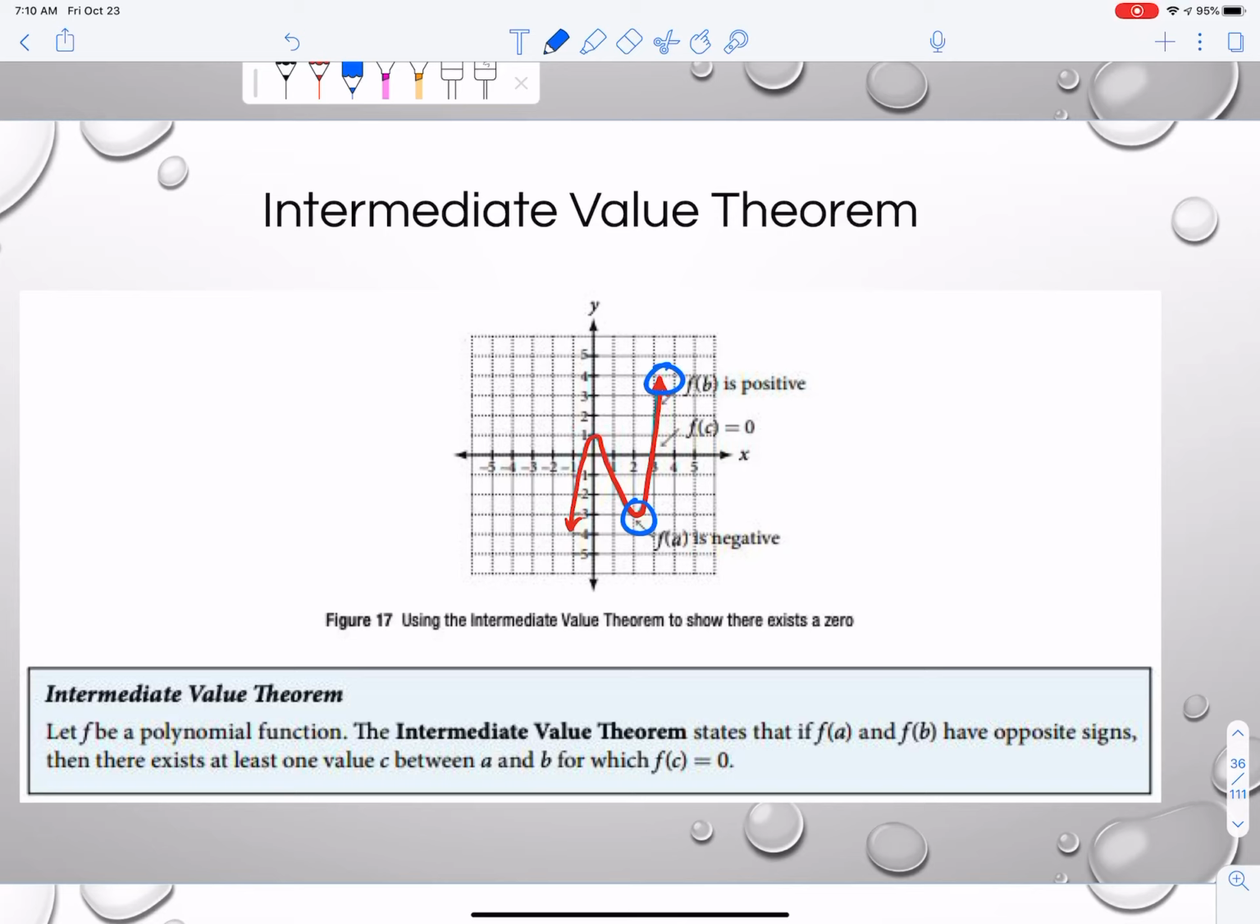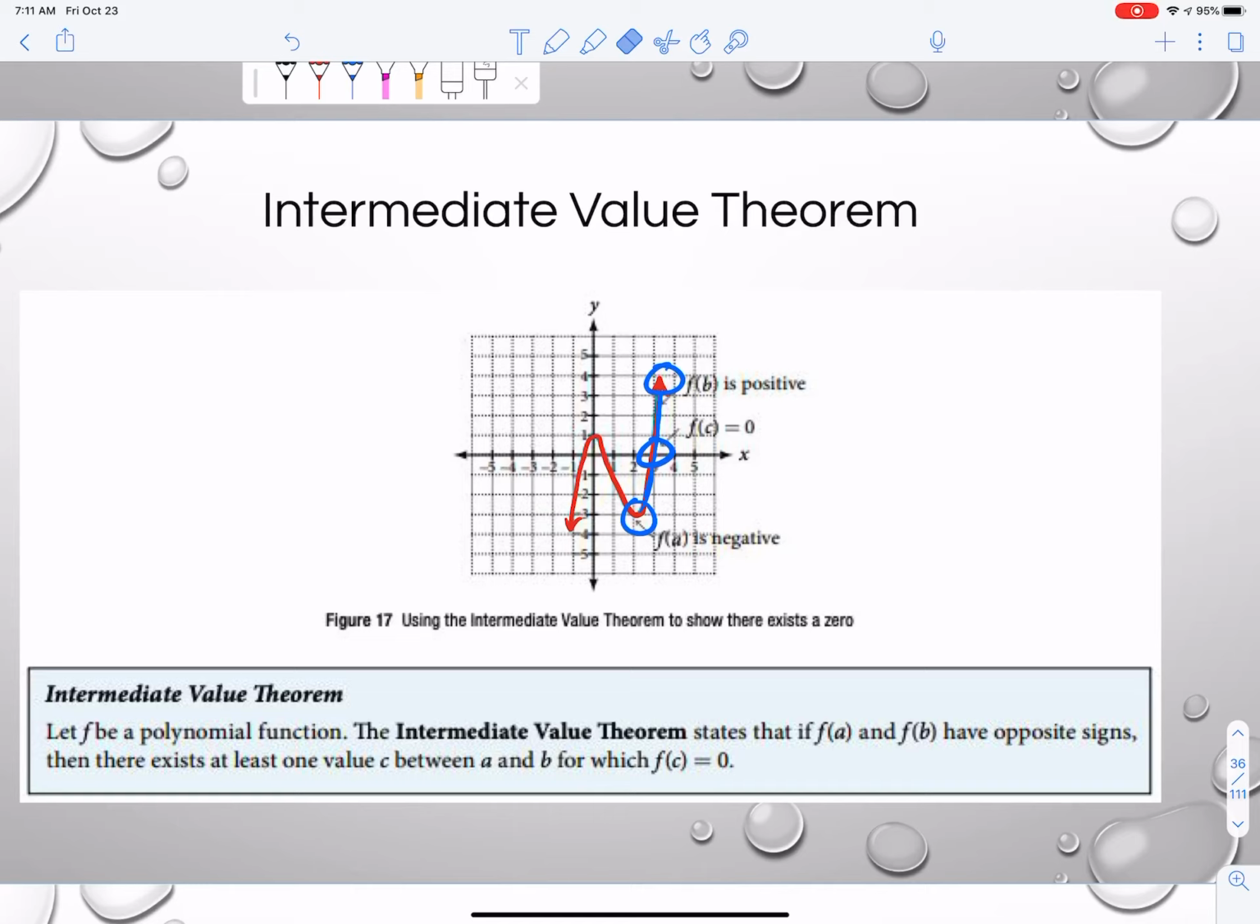That means that at some point, at least once between x equals a and x equals b, there must be some value in the middle where the polynomial equals 0, or I have an x-intercept. So what the intermediate value theorem says is, we have a polynomial. If f of a and f of b have opposite signs, then there exists at least one value c between a and b such that f of c equals 0.